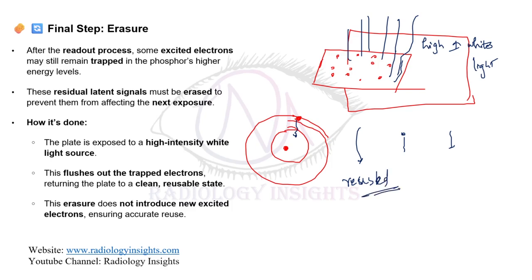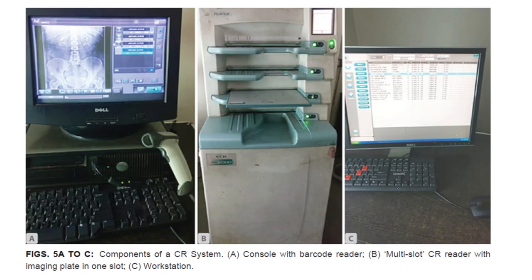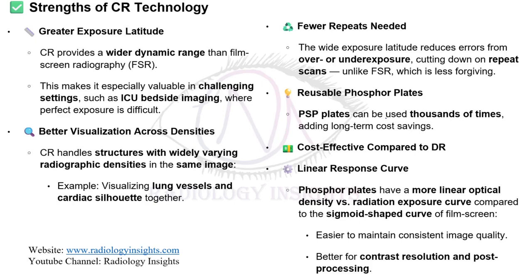So these are the important points of how CR is done. So this is the CR image. This is the computer, and this is the CR reader, and this is how the image is displayed. So the main important strength of the CR system is greater exposure latitude. There is a wider dynamic range in computed radiography compared to film screen systems, and better visualization across densities is seen compared to film screen system.